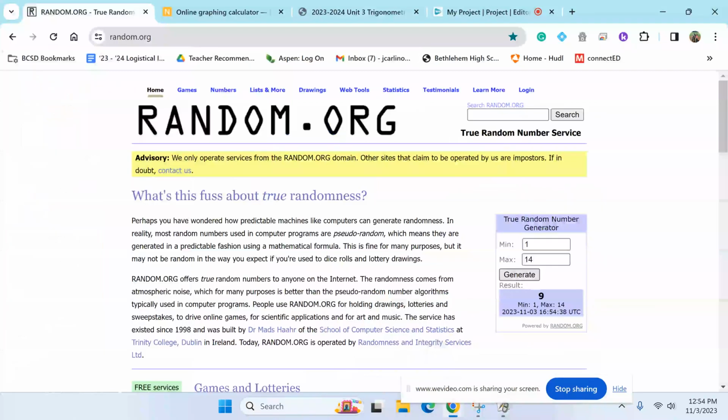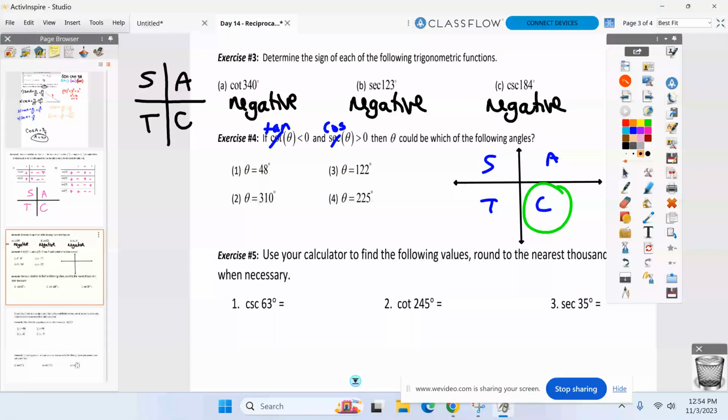That angle could possibly be, what do you got, Harper? 225. Where's 225? Number 4. Oh, wait. 310. Okay, you good? Why? You sure? Why you're picking 310 versus 225, which would be in the 3rd quadrant. My angle's definitely in the 4th. Okay, yeah. Tangent is negative and cosine positive only happens in the 4th quadrant. So I need an angle from the 4th quadrant. And out of these 4, the only angle that's in the 4th quadrant is 310.